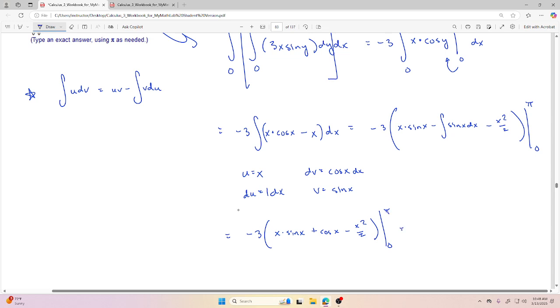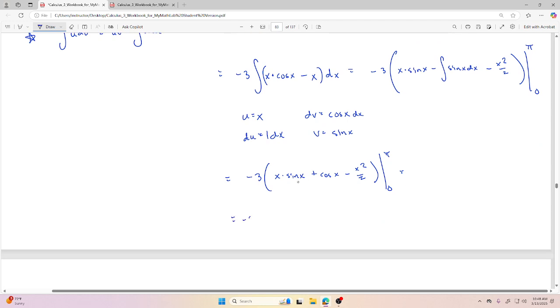Plugging in the pi, I get all kind of random things. So I got a pi sine of pi. What's sine of pi? Oh, okay, well that's easier then. So this is a 0. Cosine of pi is a -1. And then this guy, all right, pi squared over 2. Notice that I switched the sign right here because it would have been minus. Two negatives make a positive.